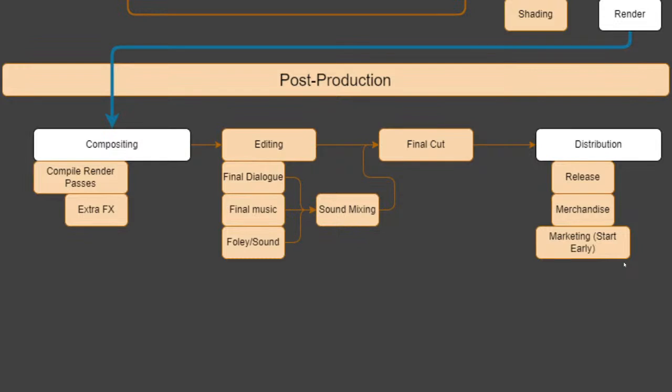Foley art is the process of creating the sound effects. You're going to take all that, you're going to do some sound mixing, and then you're going to have your final cut. This is pretty much the end of your film. You've completed everything. The last step is just to release it and find a distributor.